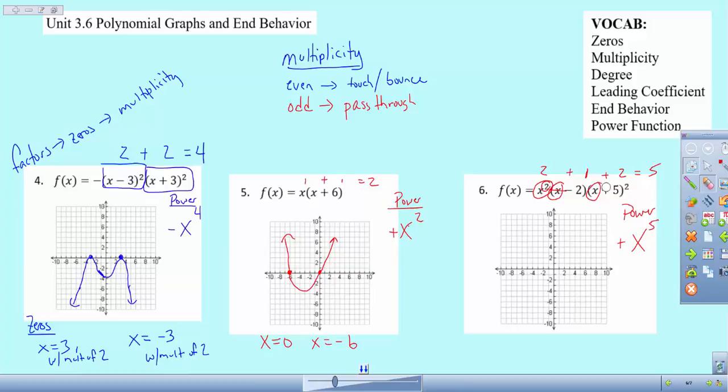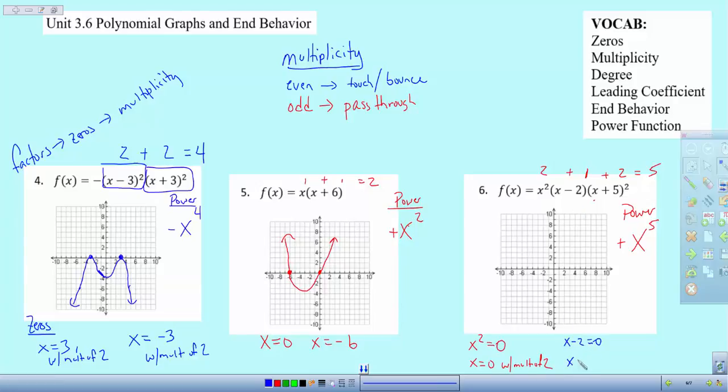Now we take our factors to find our zeros. So we take x squared, set it equal to 0. That means we get x equals 0 with multiplicity of 2. I take my x minus 2, set it equal to 0. So I get x equals 2. And I take my x plus 5 squared, and I set it equal to 0. And that gives me x equals negative 5 with multiplicity of 2.